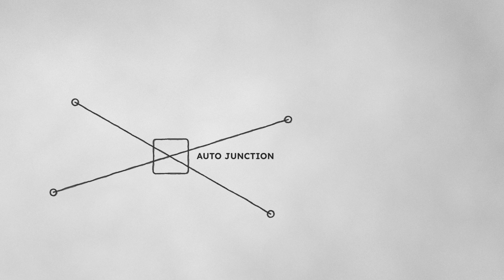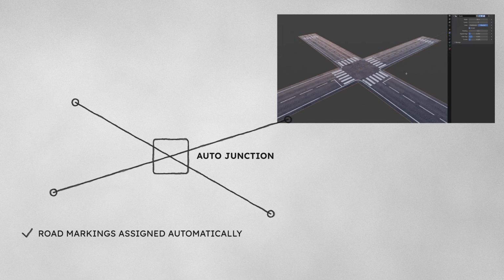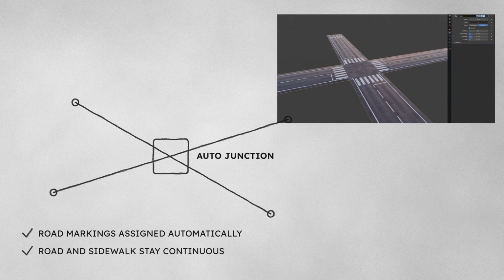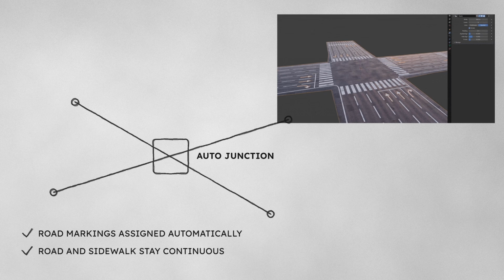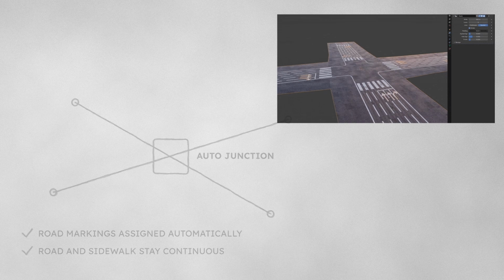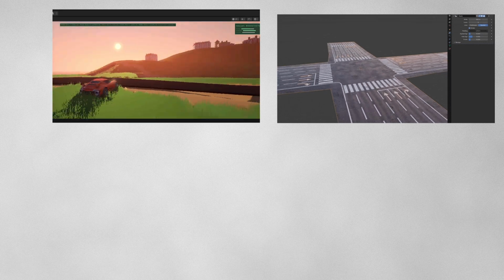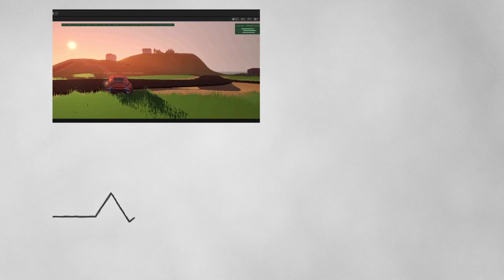So what does our road system actually need? I think we need a road system which is procedurally generated and you just have to connect the roads, and when there are junctions they get assigned automatically. The road markings should be assigned automatically and the sidewalk and the road itself should be continuous, because you can drive cars in our game.